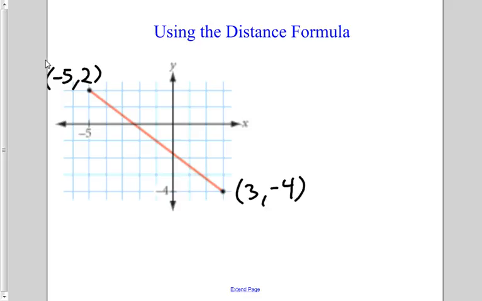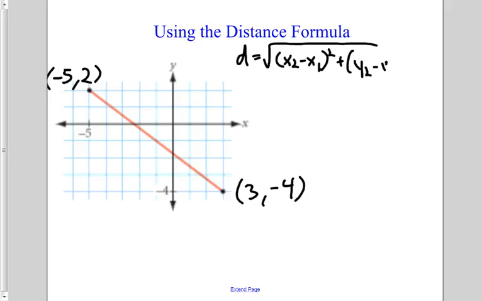So now, I'm going to tell you it doesn't matter what you choose your x1 and x2 to be, because it's always going to be the same thing. So let's write down our distance formula. D equals the square root of x2 minus x1 squared plus y2 minus y1 squared.